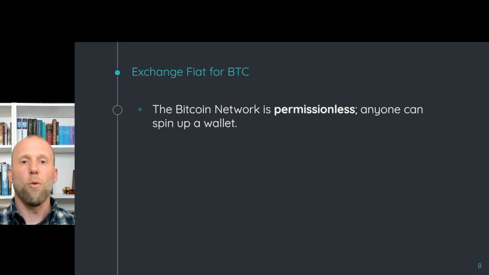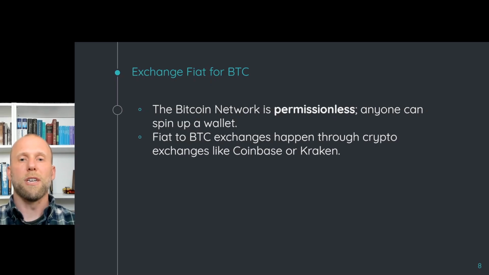So the Bitcoin network is permissionless. Anyone can spin up a wallet. You today can go and launch yourself a Bitcoin wallet. Very simple, plenty of applications available to help you do this. You can have a wallet. Once you have a wallet, you have a public address that can have coins sent to it, and you store the private keys to that address. It is yours. No one else can touch it.